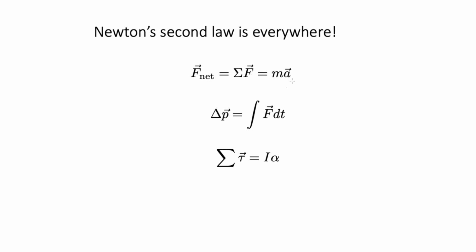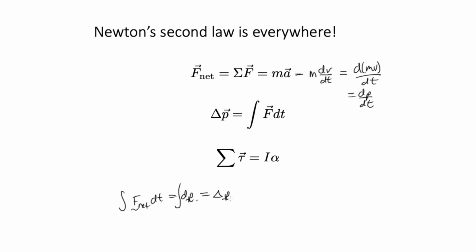So we could rearrange this to get our impulse equation to show how these are related. Let's write this as m dv/dt. As long as we assume the mass is not changing, then we've got d(mv)/dt, and so this is equal to dp/dt. So we can see that F_net = dp/dt, so F_net dt = dp, and then we can integrate these, and the integral of dp is the change in p.